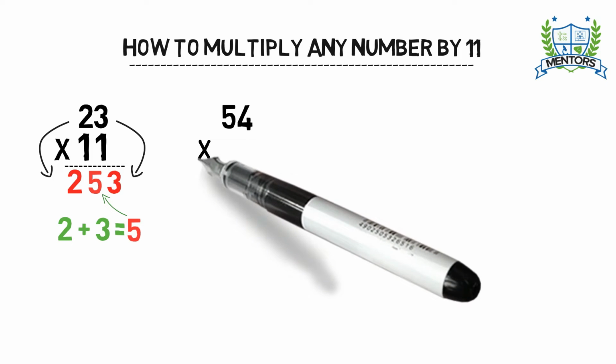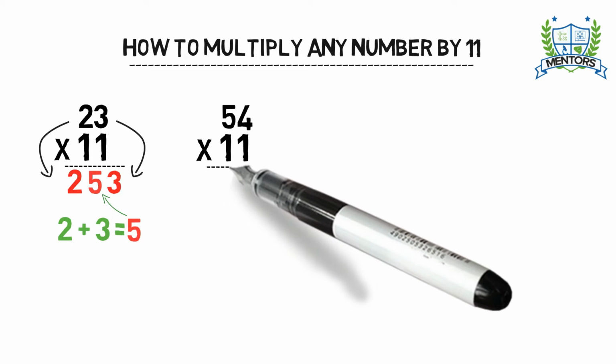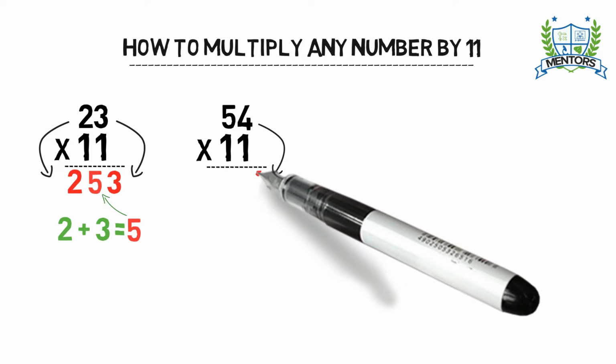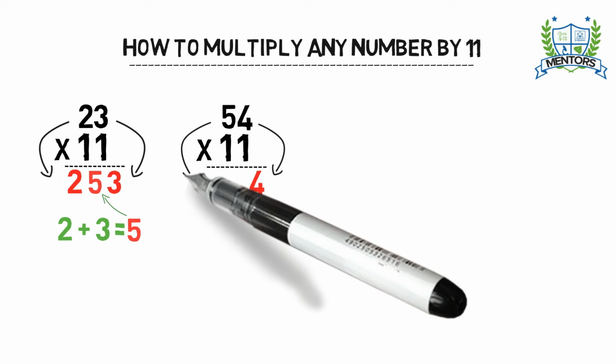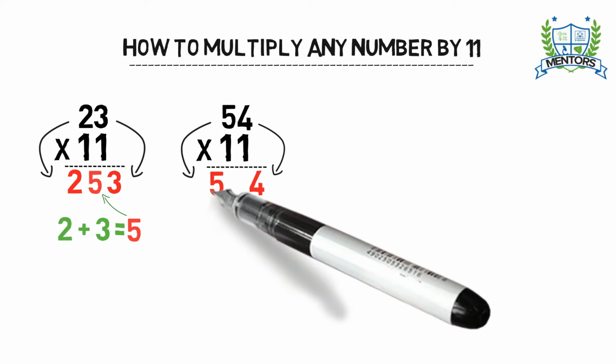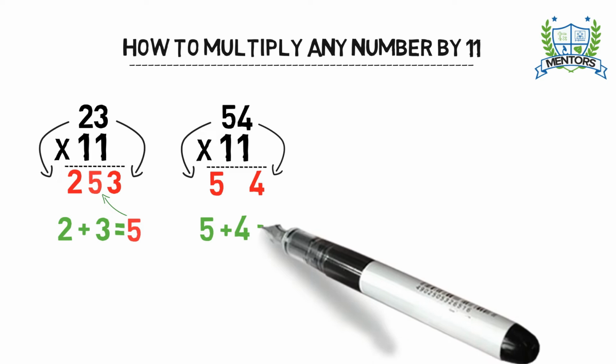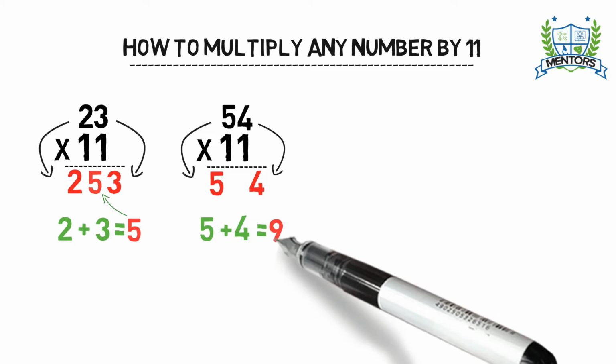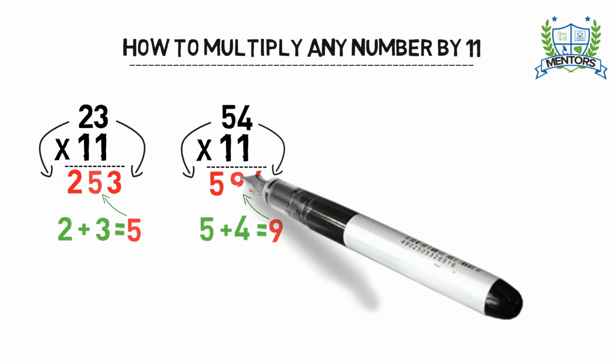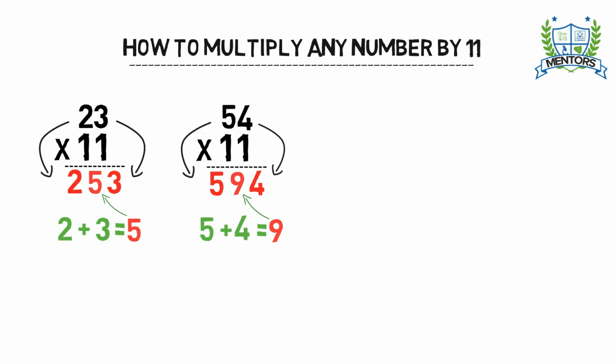Taking up another example, let's say 54 by 11. The 4 of 54 we are going to write the same way on the right hand side of the answer, and 5 is going to go on the left side of the answer. And again, adding 5 and 4 will give us 9, and that answer 9 is going to go in the middle of 5 and 4. So the answer to 54 into 11 is going to be 594.